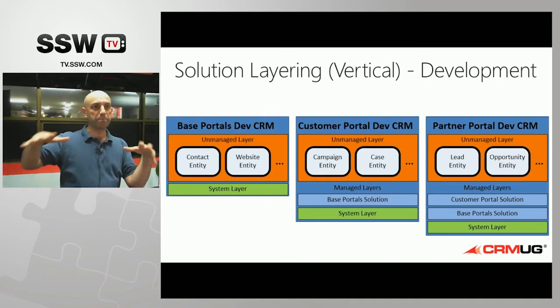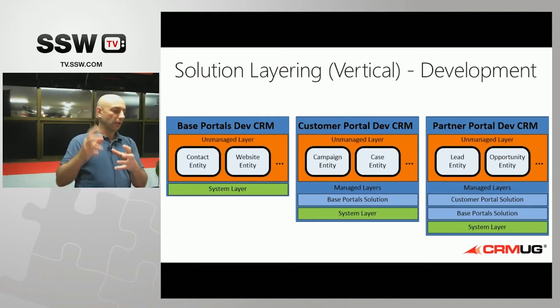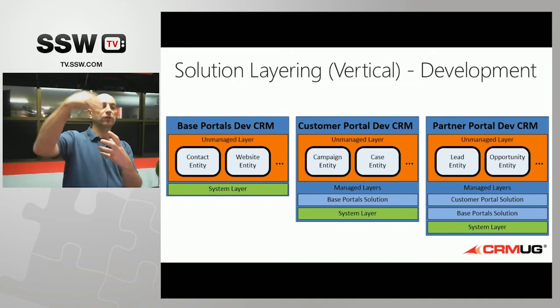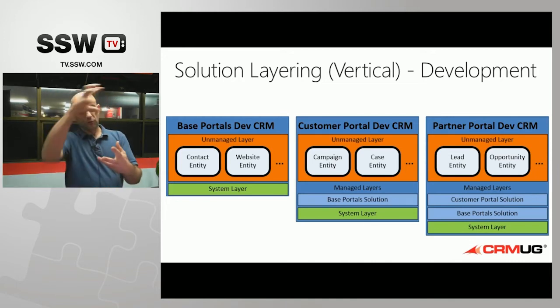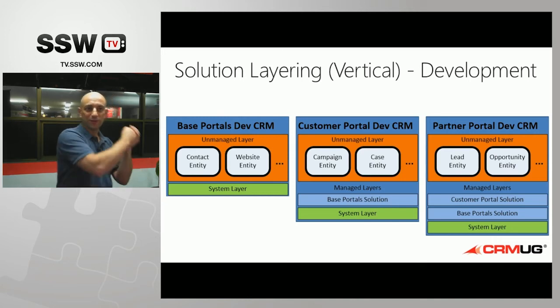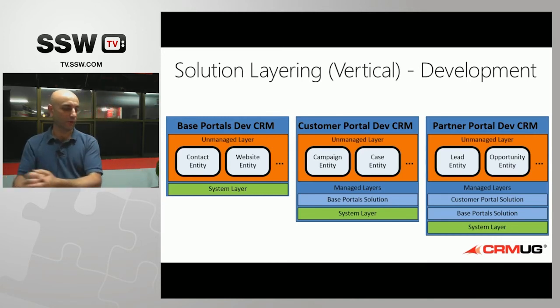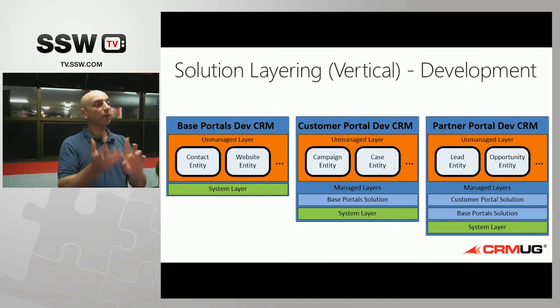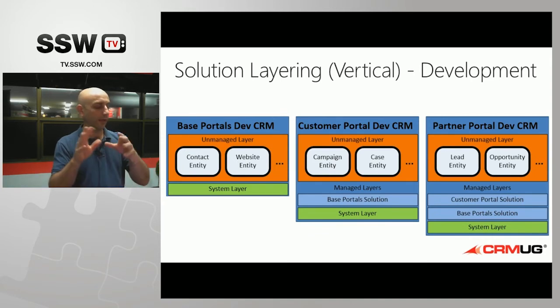Then you take this managed solution and import it into the next one. So now you have the base platform, and you develop extra functionality related to your customers. You export all of this as a managed solution and import it into the next one. Now, the next one will require base plus customers. And then you develop your partner portal solution. Does it make sense? So now you have 3 solutions.